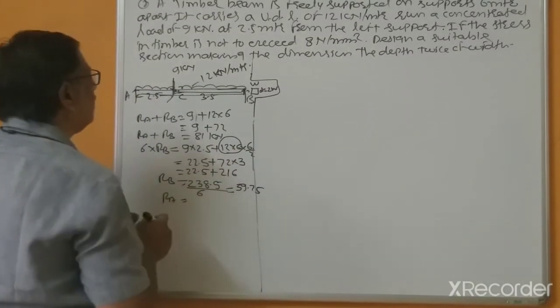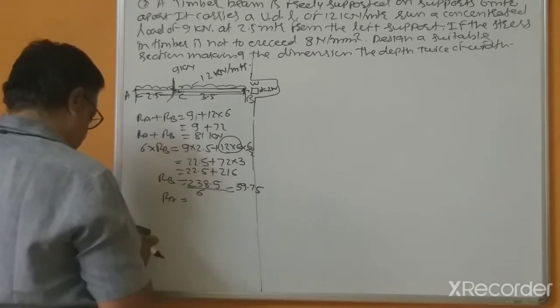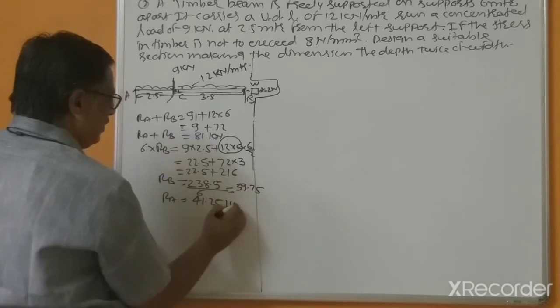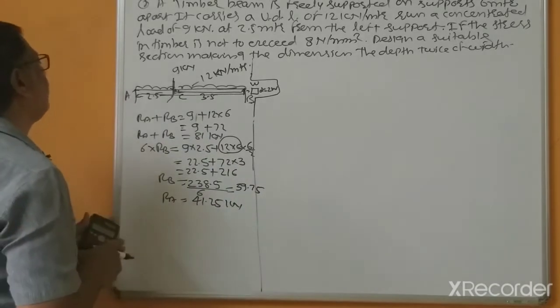RA equal to 81 minus 39.75, 41.25 kilonewton.